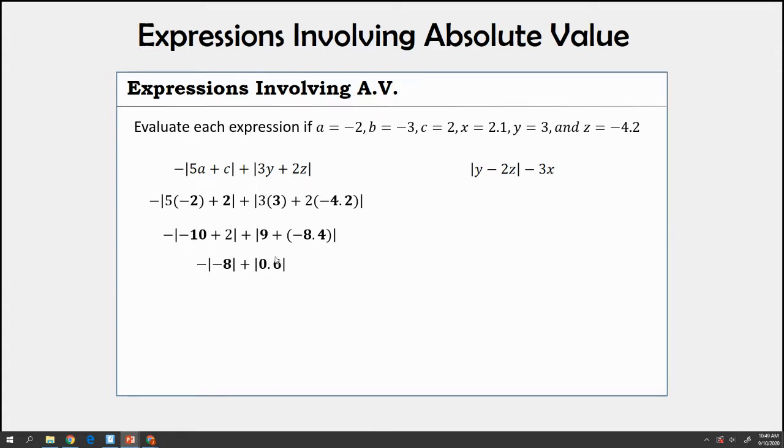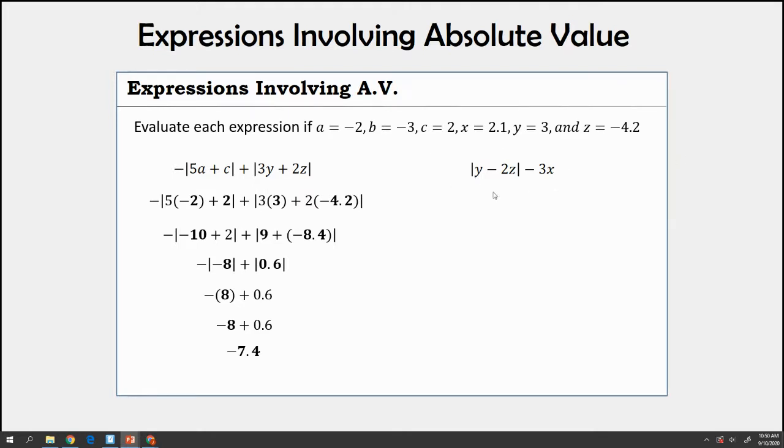How far from 0 is 0.6? 0.6 units from 0. Now, the answer to the absolute value of negative 8 is this 8 right here. This is what's being carried down. We're supposed to take the opposite of that. So we got negative 8. Negative 8 plus 0.6 is going to be negative 7.4. So it's step by step, rewrite your work all the way down the page.